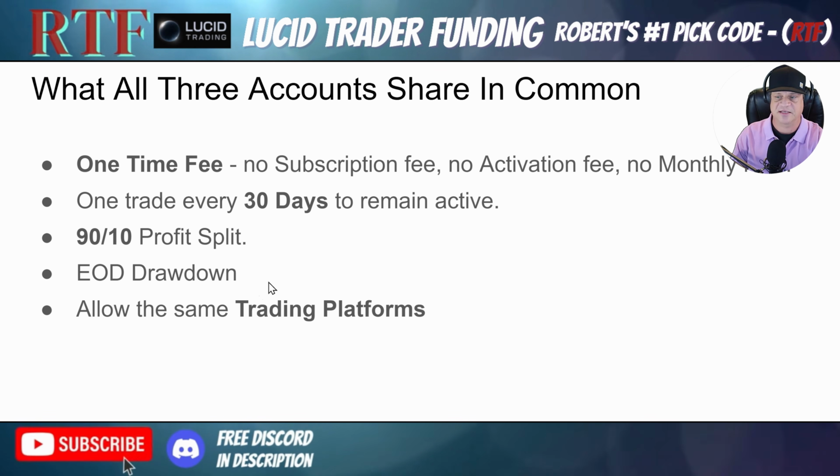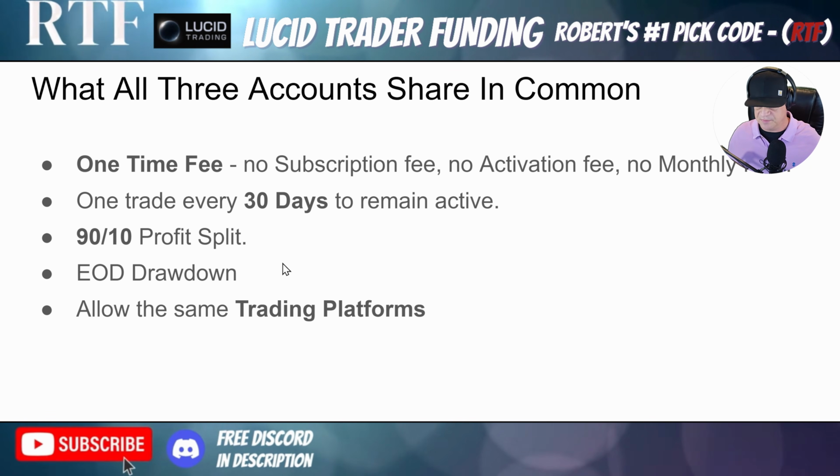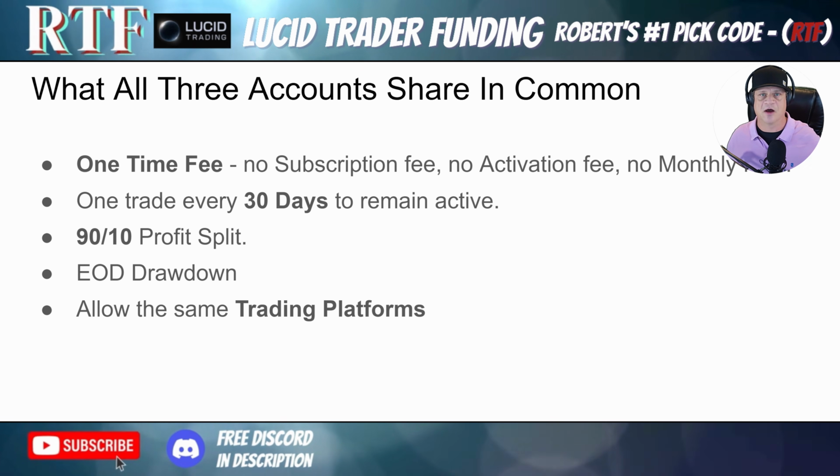Then the next thing is they all allow the same trading platforms, which is anything from Rhythmic, like Sierra Chart, Quant Tower, Motive Wave, Atas, all the different Rhythmic platforms. Then they also have CQG platforms.